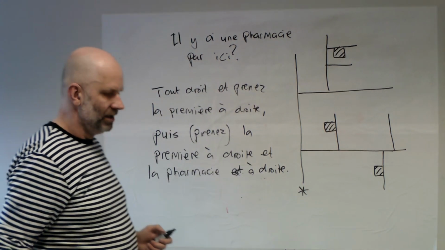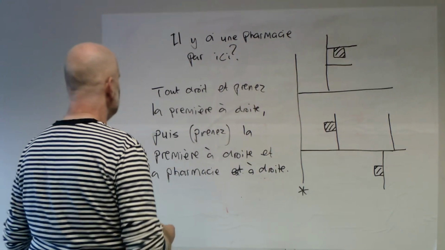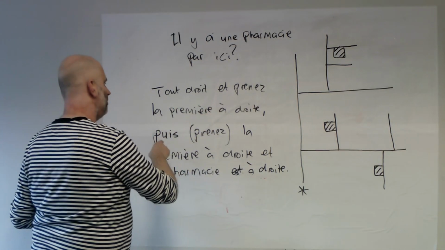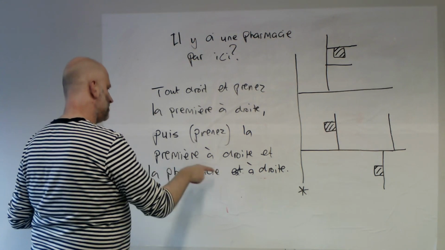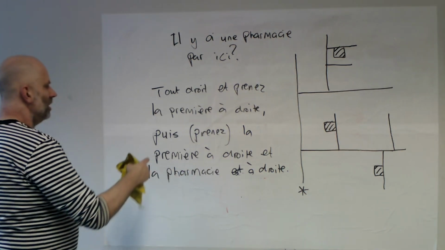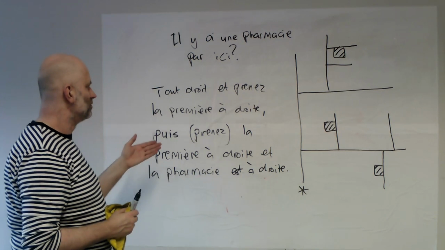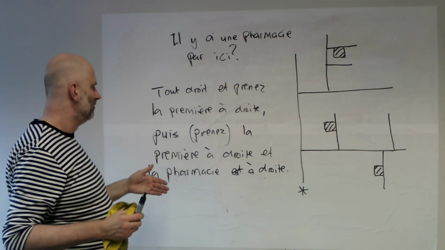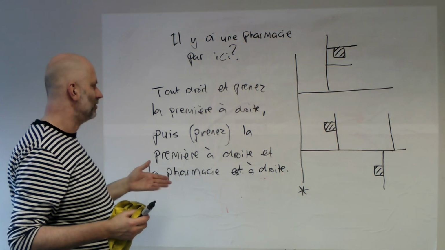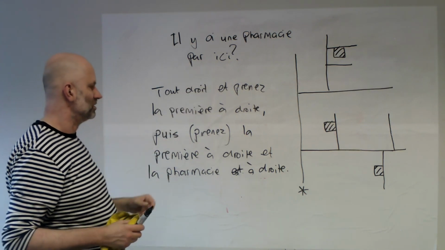Okay, so here we've got: Tu dois prendre la première à droite, puis la première à droite, et la pharmacie est à droite. Just as in English you'd say, go straight on and take the first on the right, then the first on the right. You don't need to keep saying take, you've said it once.